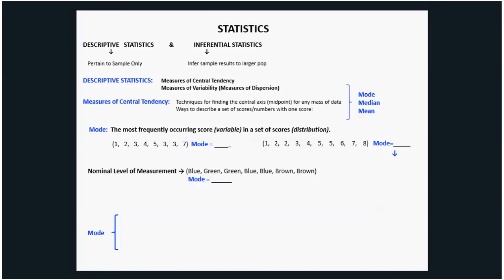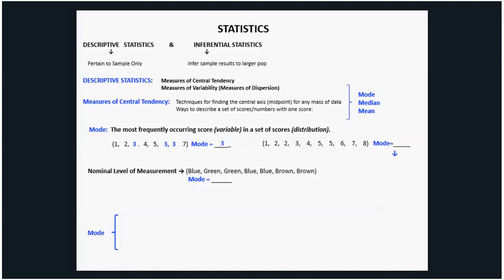So if mode is going to be the most frequently occurring score, if we look down here at this first set of numbers, you've got 1, 2, 3, 4, 5, 3, 3, 7. Which number occurs most frequently? That's going to be 3. So that's going to be your mode. And so that's the simplest way to compute central tendency, or to see how all these numbers kind of compute together, or to tell you something about a distribution of numbers.